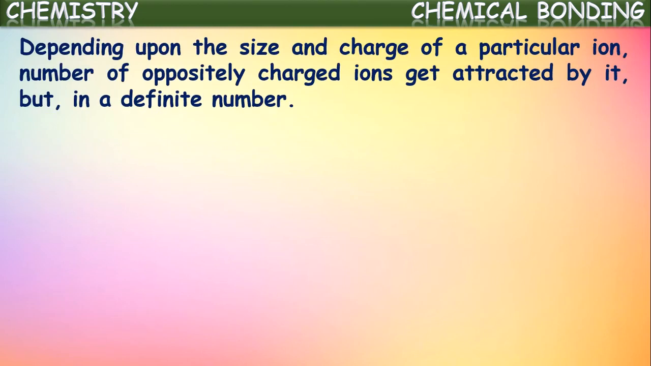Depending upon the size and charge of a particular ion, a number of oppositely charged ions get attracted by it, but in a definite manner. Depending upon the size and charge of the ions participating in the formation of an ionic compound, the number of oppositely charged ions held together will be different. In all ionic compounds, the same number of oppositely charged ions won't surround one ion. That number will be different in different compounds.